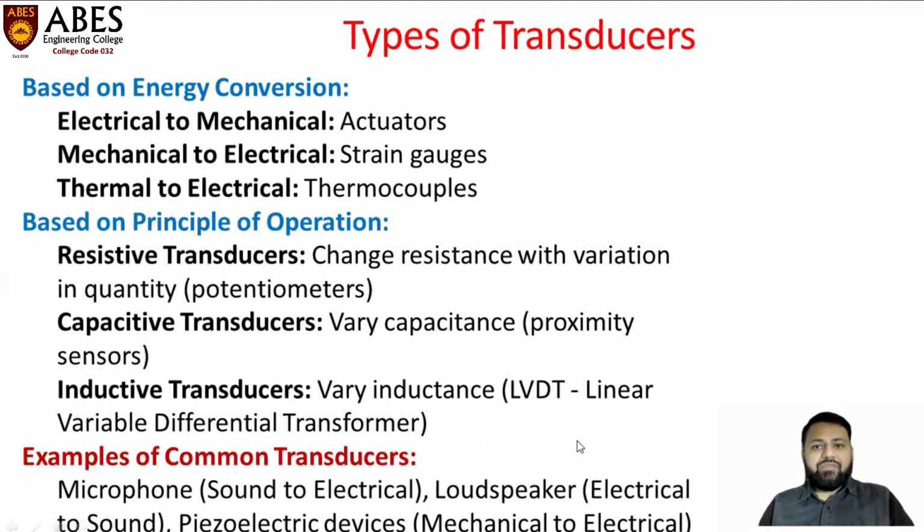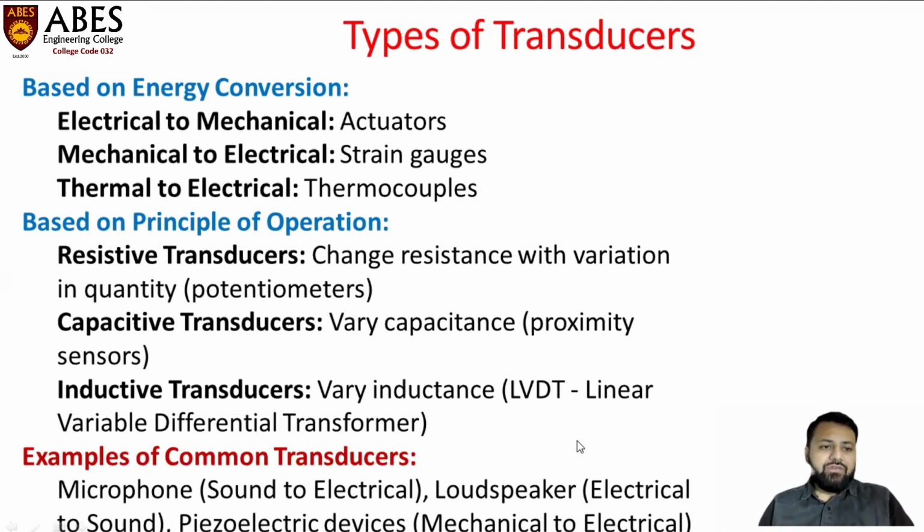Now here the types of transducers are there. Based on the energy conversion, we can classify the transducers into three types. The first one is electrical to mechanical, which in common language are known as actuators. So actuators are nothing but a kind of transducer.